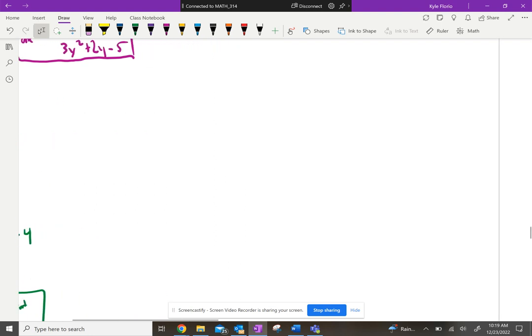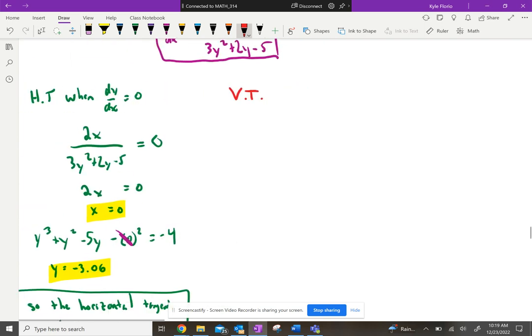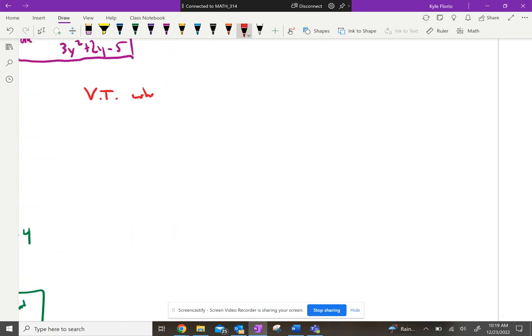All right. To find a vertical tangent, that's when you have the slope of a vertical line. That's when the slope, which we call the derivative, does not exist. And the derivative we got was this. So that's the derivative.